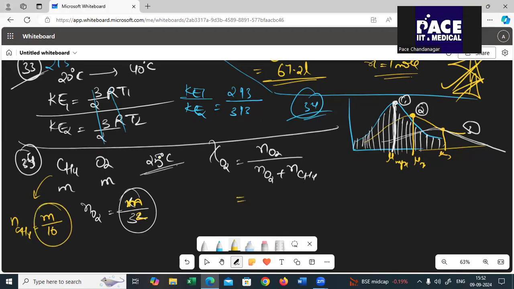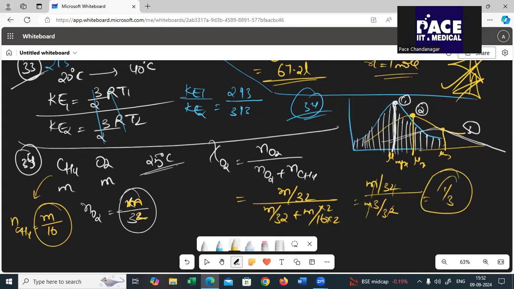So xi of oxygen, the mole fraction of oxygen, is m by 32 divided by m by 32 plus m by 16, which is 2 into m by 32. This is m by 32 by 3m by 32. So m gets cancelled, 32 gets cancelled, 1 by 3. Xi of O2 is 1 by 3. So 1 by 3 of the total pressure is the answer.